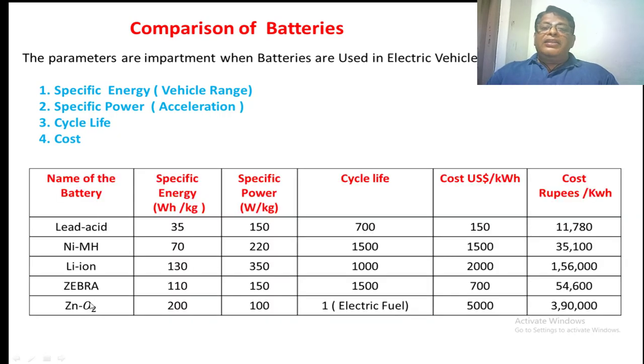These are the different batteries we have discussed. These are the specific energies of the different batteries. This is the specific power of the different batteries. This is the cycle life. But here, if you see the zinc air battery, the cycle life depends upon the replacement of the anode. This is the cost per kilowatt hour of a battery in US dollars. This is in Indian rupees.